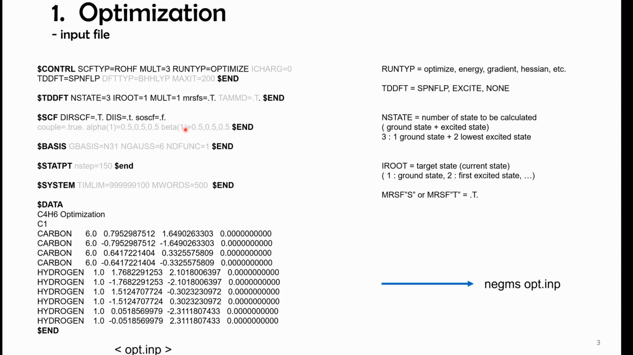Just copy this, which makes even the SCF part, the DFT part, use identical RHF wave functions. Sorry about this. I didn't do it. Okay, here I use 6-311G star. And the maximum iteration of the optimization calculation, the time limit, and the memory.